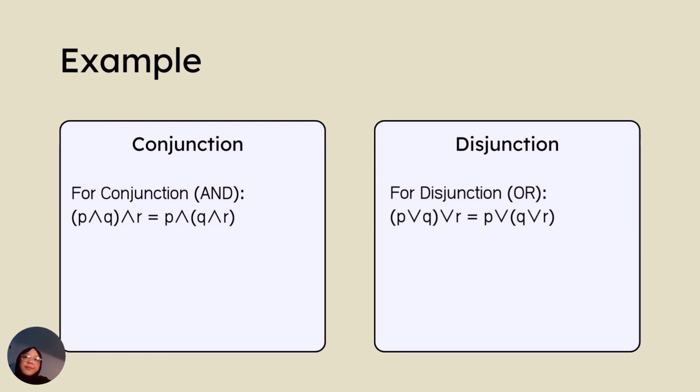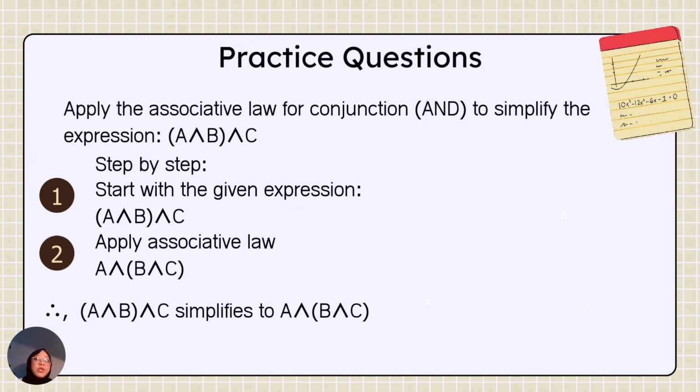So I'm going to show you guys two practice questions, which is apply the associative law for conjunction to simplify the expression (A and B) and C. Remember guys, keep the operations, change the bracket size. So start with the given expression (A and B) and C. Once you apply associative law, the bracket will be at B and C. Therefore, (A and B) and C simplifies to A and (B and C), with the bracket located at B and C.